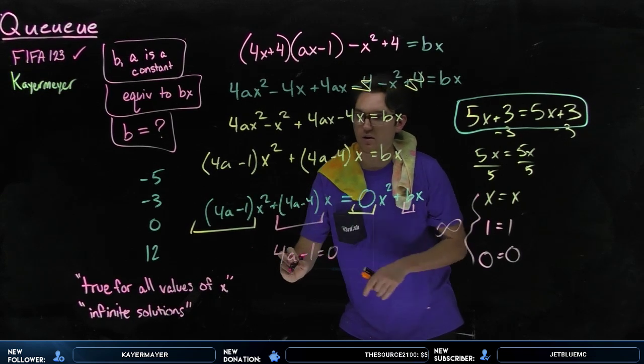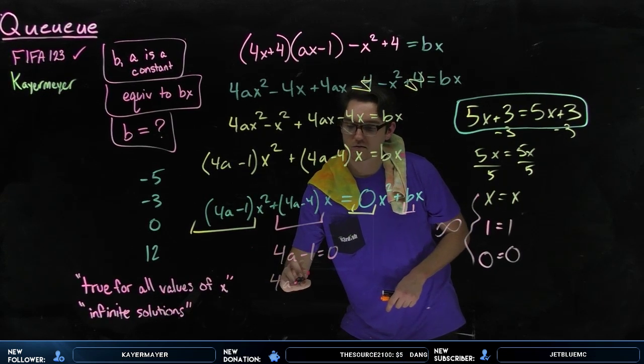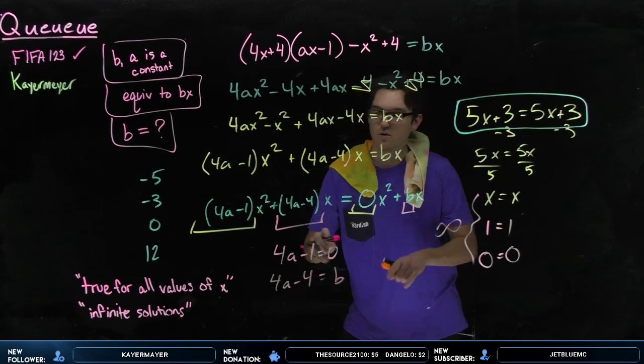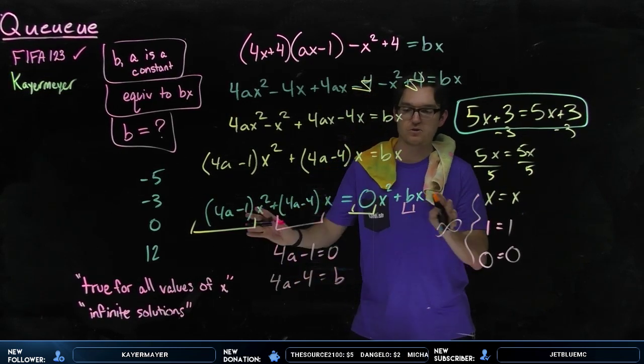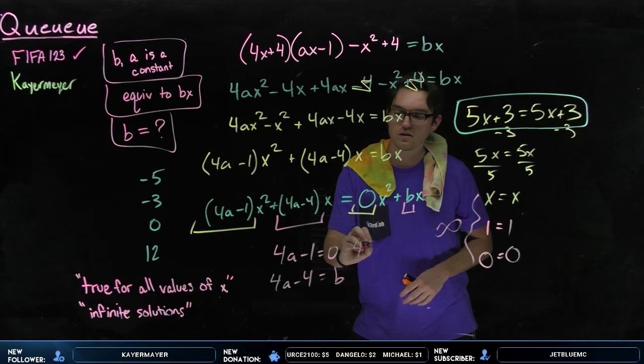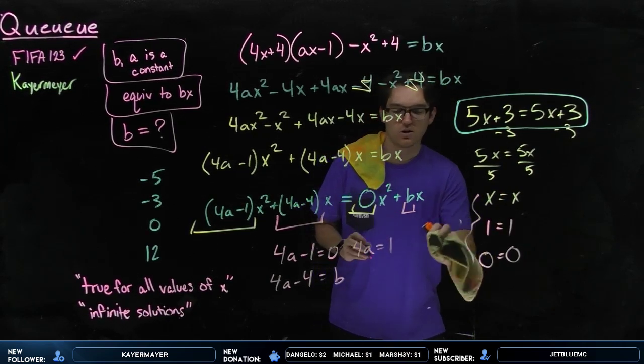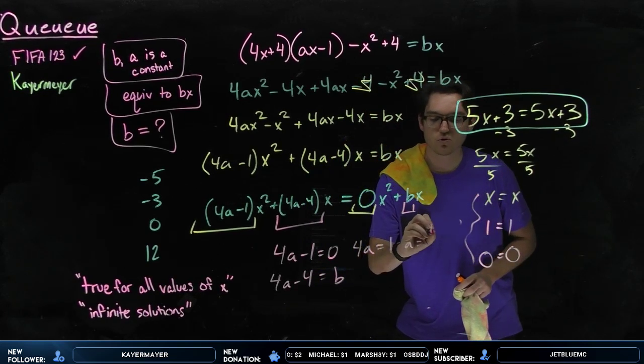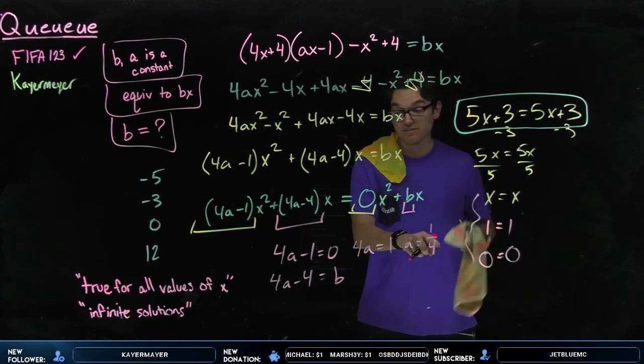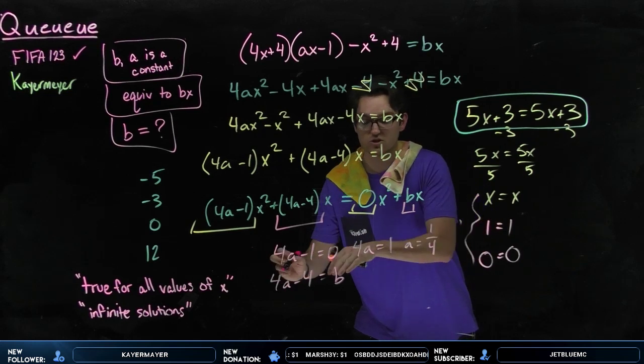And that right here, we have 4a minus 4 is equal to b. Those are the two equations that I can pull out of this symmetry. So 4a would be equal to positive 1, because I added 1 to both sides. So a is going to be equal to 1/4. And now that I have that, I can plug it back into this equation to solve for b.